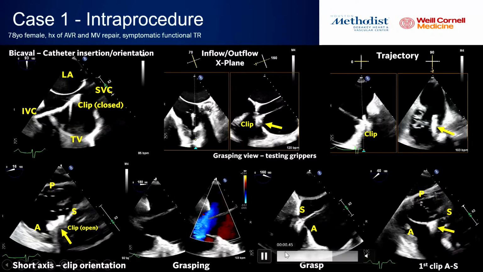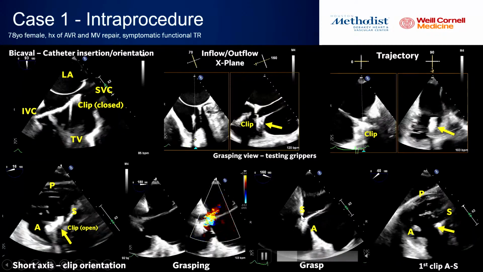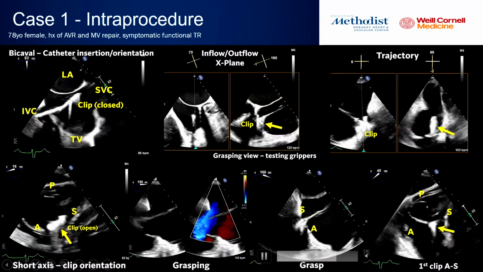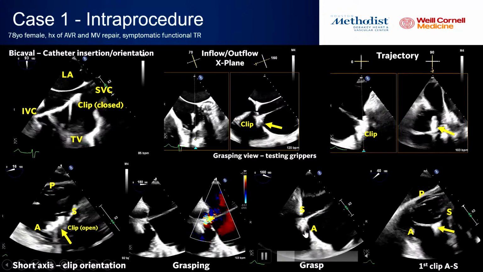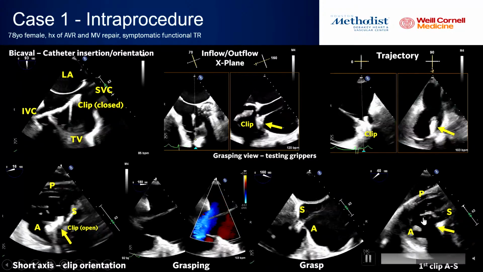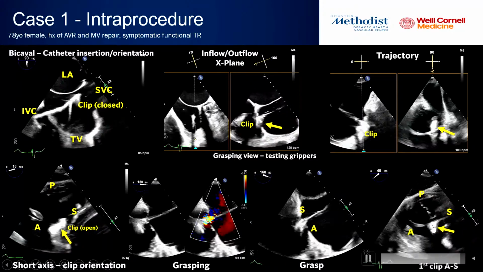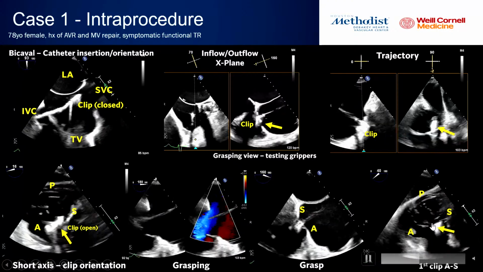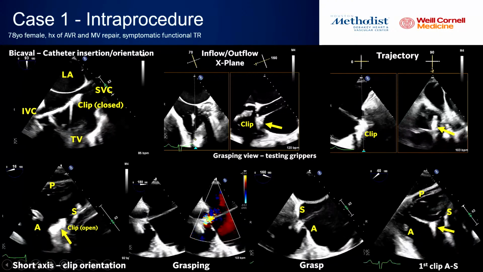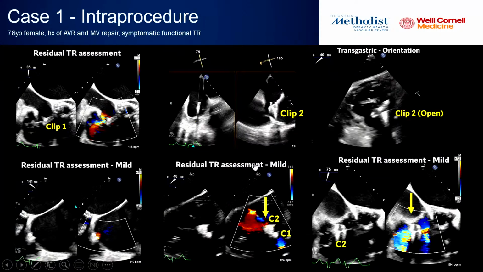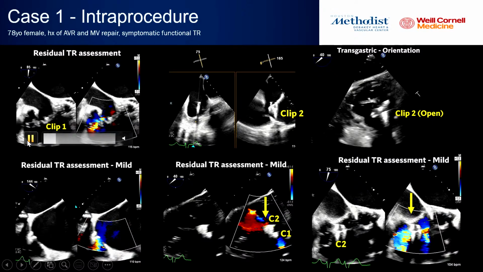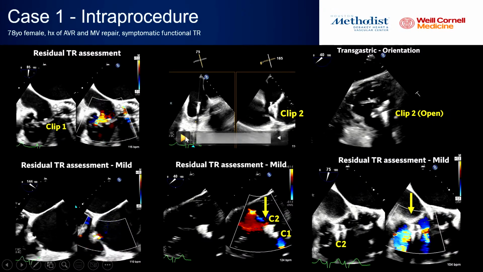So after that, we grasp the leaflets and we feel them nicely tucked into our closed clip. And after that, you will see on the transgastric a nice tissue bridge and one of your clips here. Okay. So next step is to assess for any residual TR. Here we still had some residual.